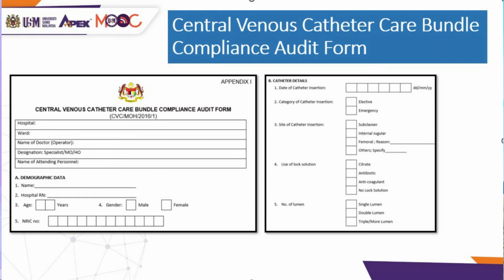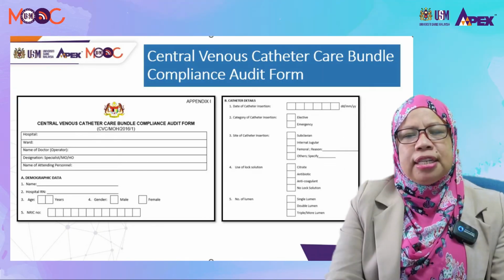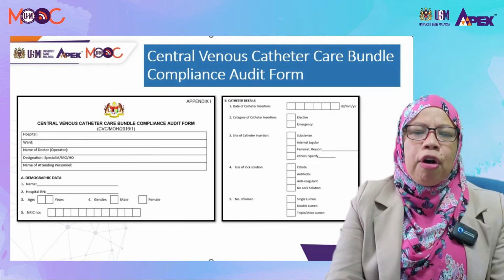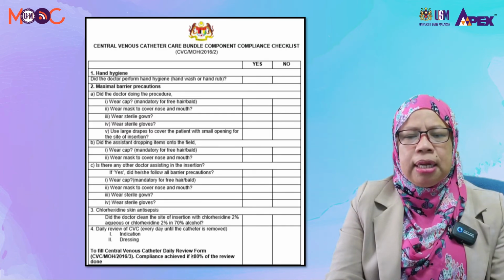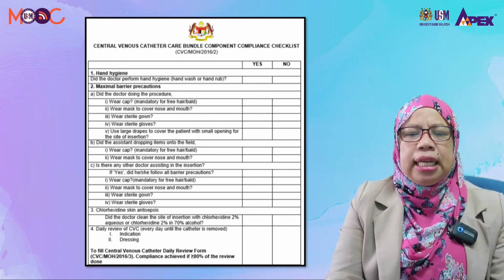So this is an example of the forms that we normally use in the management of the central venous catheter care bundle. We call it the central venous catheter bundle compliance audit form. So for example, in this form, we have at the bottom here the daily review of the catheter needs. Yeah, number 4, daily review of CVC, whether it is indicated or not. Once it is not indicated, then we have to remove it immediately.